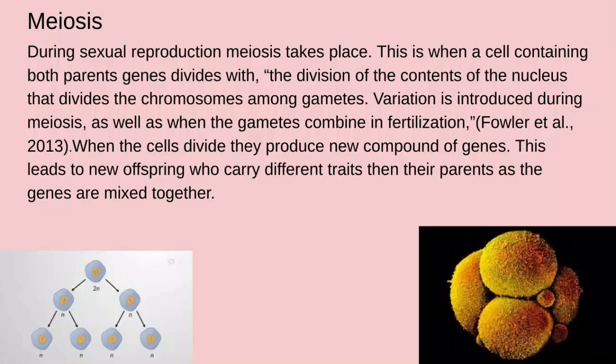Meiosis. During sexual reproduction, meiosis takes place. This is when a cell containing both parents' genes divides, with the division of the contents of the nucleus that divides the chromosomes among gametes. Variation is introduced during meiosis as well as when the gametes combine in fertilization. When the cells divide, they produce new combinations of genes. This leads to new offspring who carry different traits than their parents as the genes are mixed together.